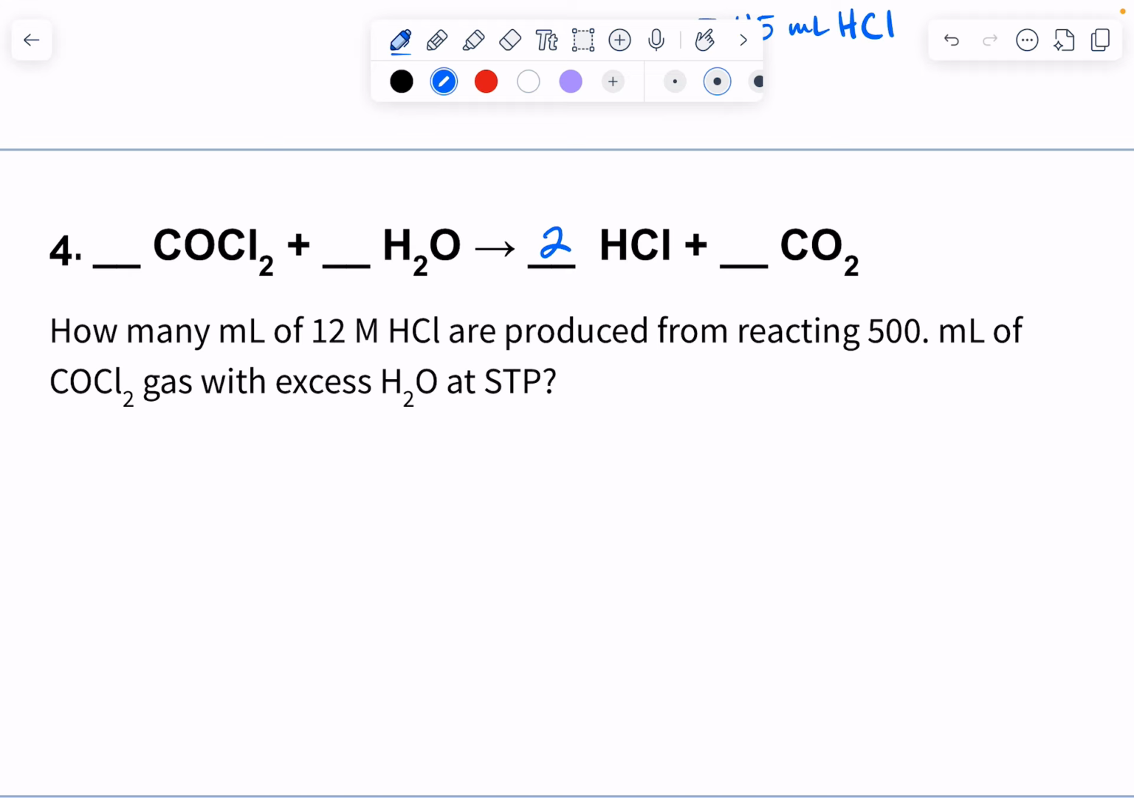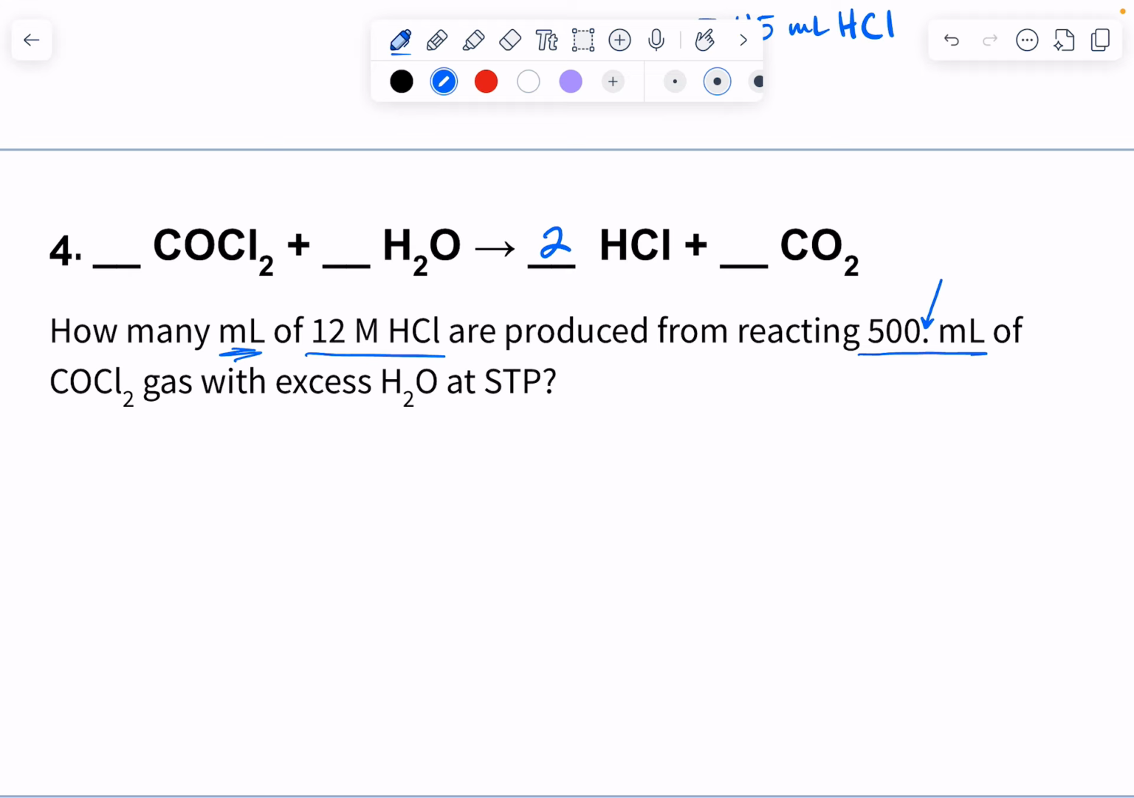So we're being asked to find how many milliliters of 12 molar hydrochloric acid are produced if we are reacting 500 milliliters of COCl2 gas with excess water. So that means we have plenty of water, we don't need to worry about it. But we do want to figure out how many mLs of our hydrochloric acid. Keep in mind, I put that dot there just to show that this is exactly 3 sig figs. So if I were to put a 0.0 after that, that would imply further significant figures.